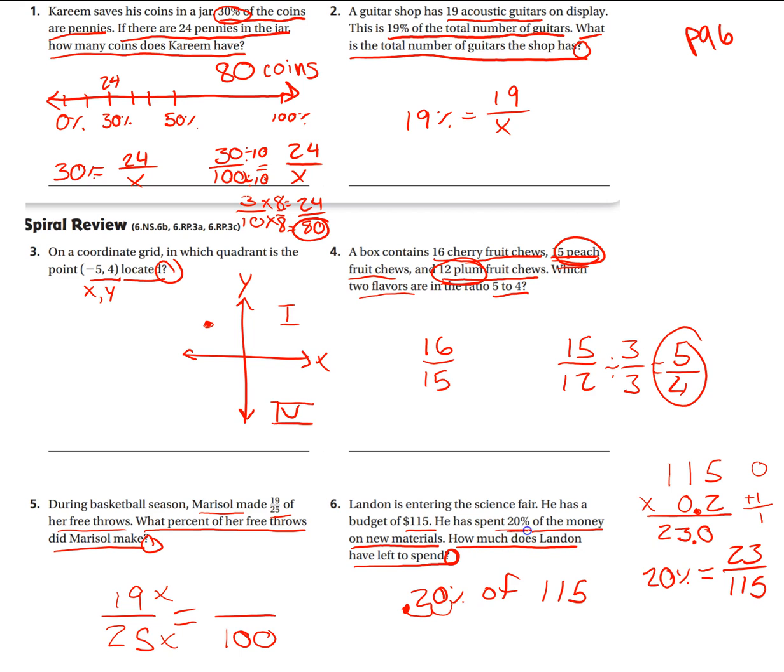So he has spent 20%. So this $23 represents how much he spent. We want to know how much he has left over. So now I need to take the 115 minus what I found, which was how much he spent. Then I'll find out how much he has left. Mr. Music, that was a close one. 5 minus 3 is 2. Got to borrow here. That's going to be 9. So he has $92 left to spend. Whoo, close one.